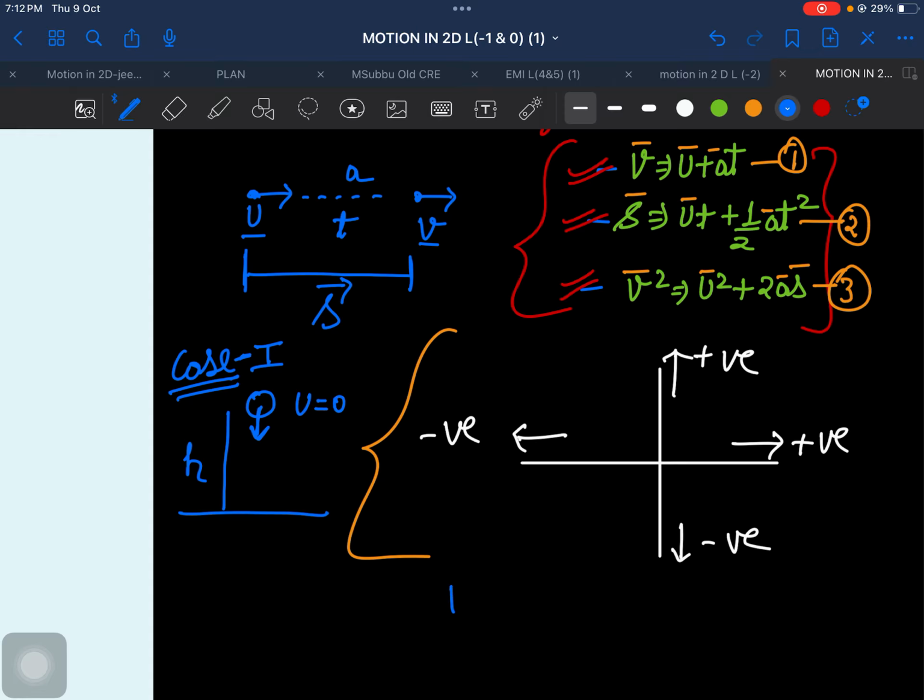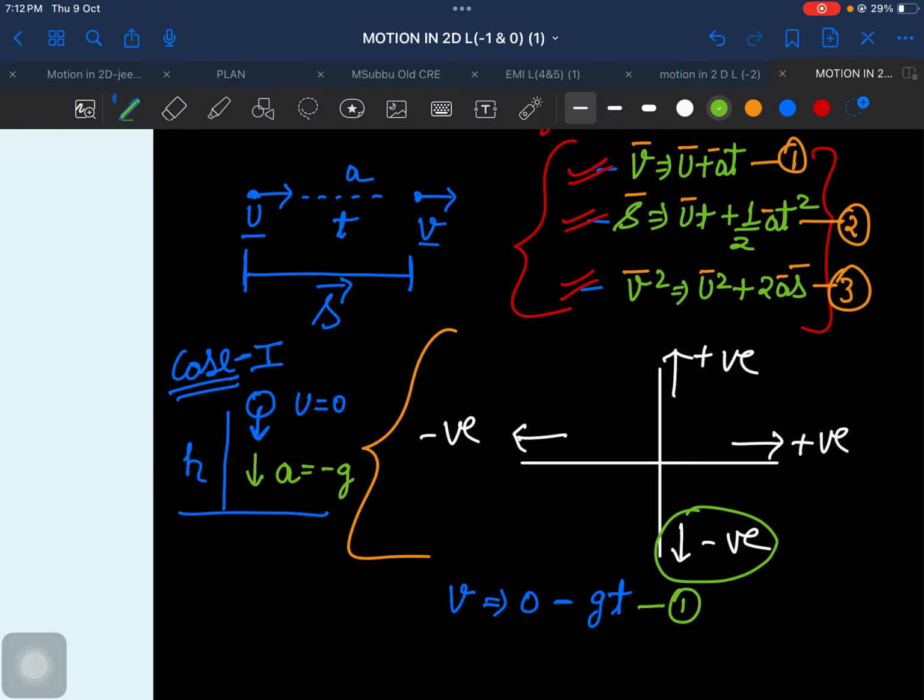So v is equal to u, which is 0, minus gt. Why minus gt? Because the direction of acceleration in this case is downward, and downward is negative. Just check, all of you, right? So acceleration here is a equals minus g, right? So this is your first equation.